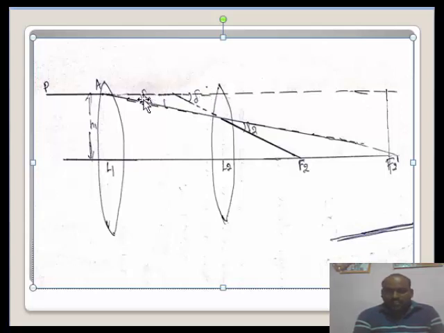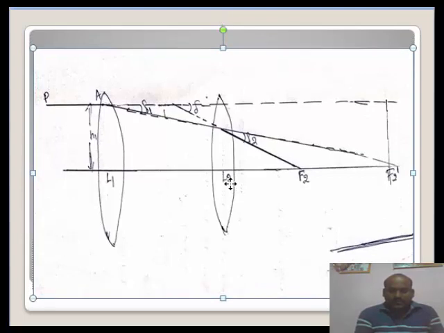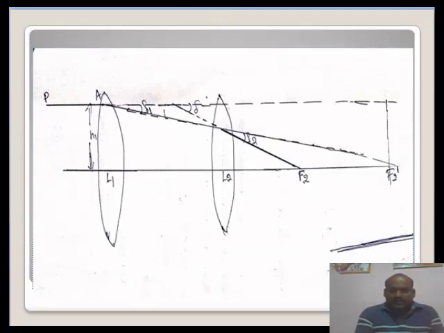This is the first deviation, that is delta 1. The second deviation is the angle created between the emergent ray and the incident ray. That's why this is the second deviation, and that is the first deviation. Here there is an exterior angle and interior angles. The sum of the interior angles is equal to the exterior angle. I will show in the next slide.